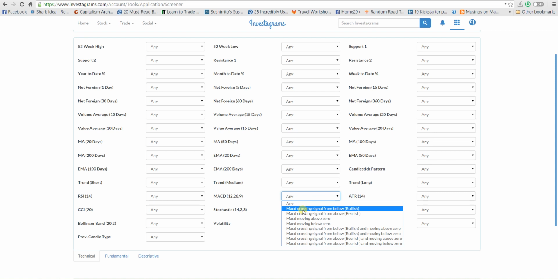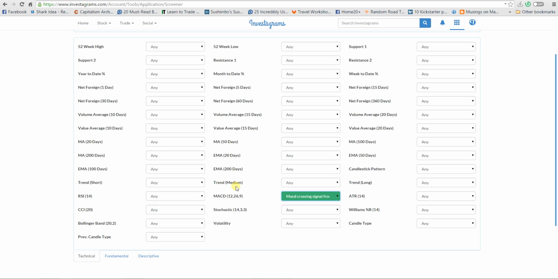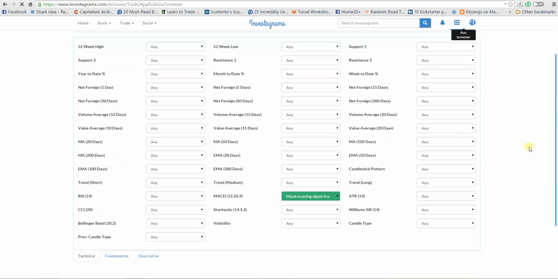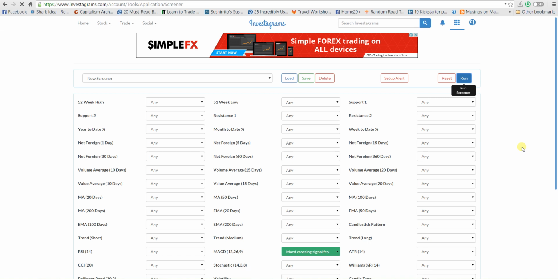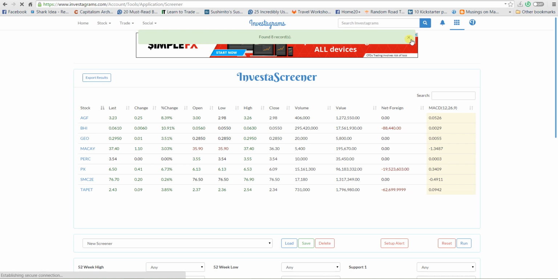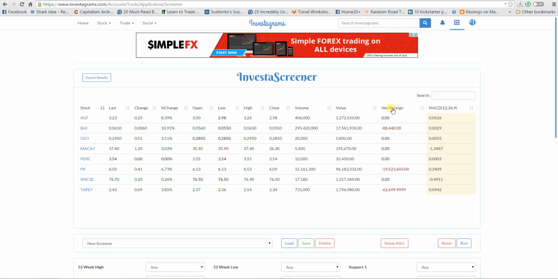So for example, you want to see which stocks have given us a buy signal. So here, we're going to choose the MACD with the criteria, the MACD crossing signal from below. So that's the blue line coming from below, crossing upwards. That's our bullish buy signal that we discussed a while ago. And you just click run after you've chosen your metric.